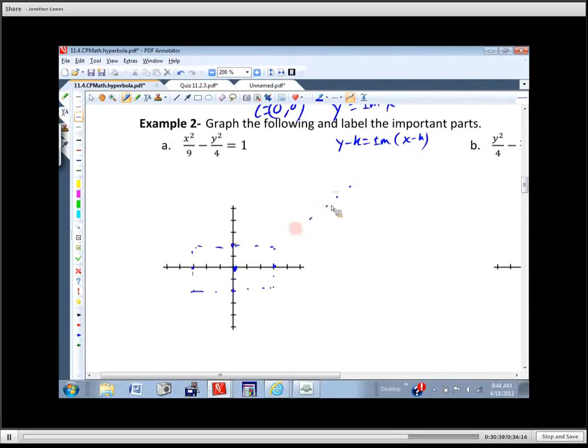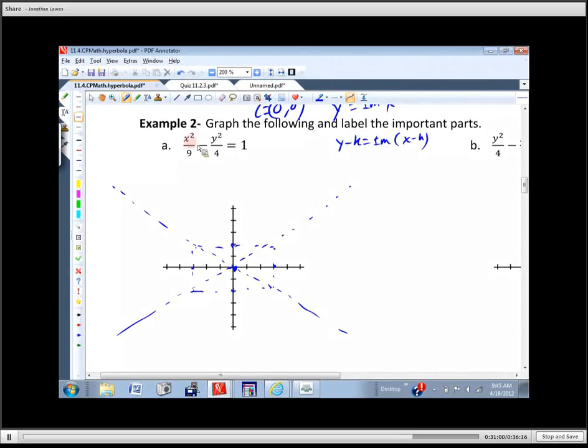Draw the asymptotes. And the cool thing is, if your asymptotes don't look perfect, but you label them correctly, you still get credit for it. Okay. I like figuring out the equation for the asymptotes before I draw all the rest of this on here.